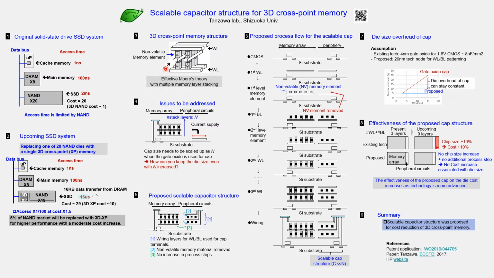So suppose you will have the design rules such as the width and the space for word lines and bit lines kept the same across many generations. Then your bit density should be increased at the rate of the number of layers. This can be considered as effective Moore's law.